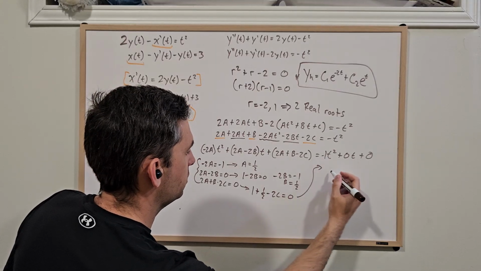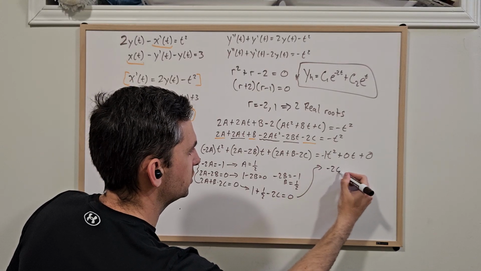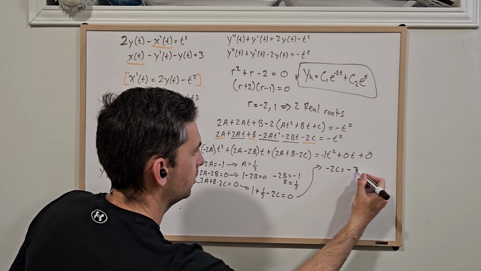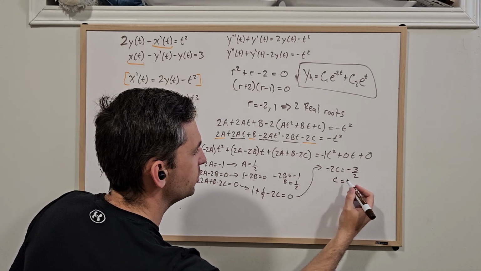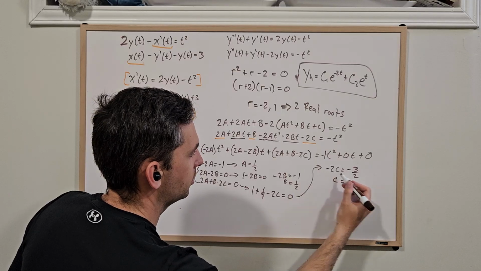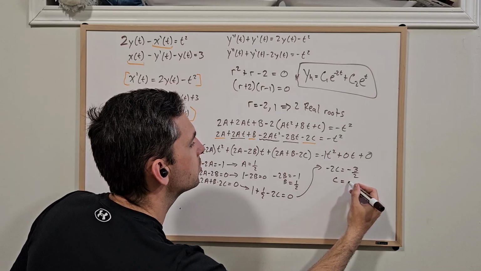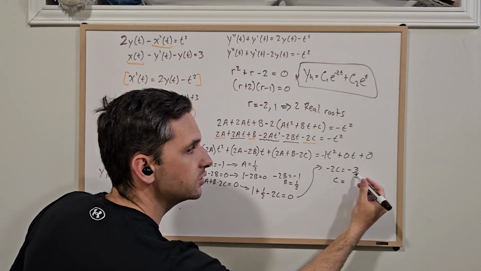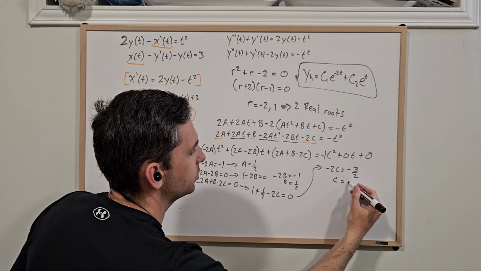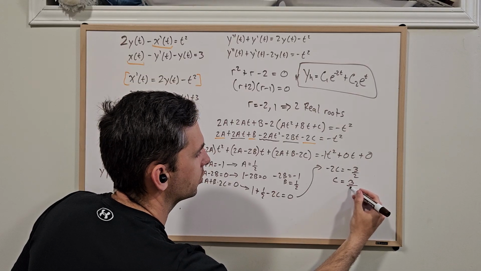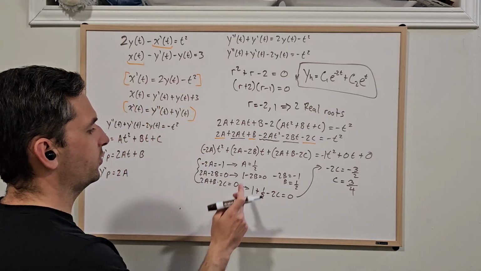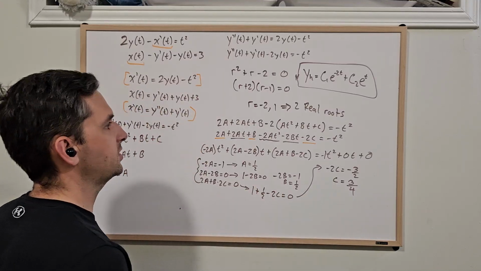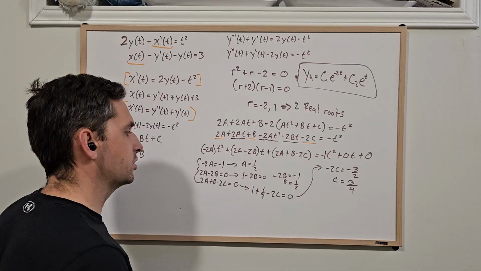Moving everything up here, we're going to have negative 2c is equal to negative 3 over 2. And then our c is going to be equal to, dividing through by this negative 2, a negative divided by another negative, right? So that's going to be 3 over 4. Okay? Alright, so now we have our coefficients a, b, and c, and we have our homogeneous solution.